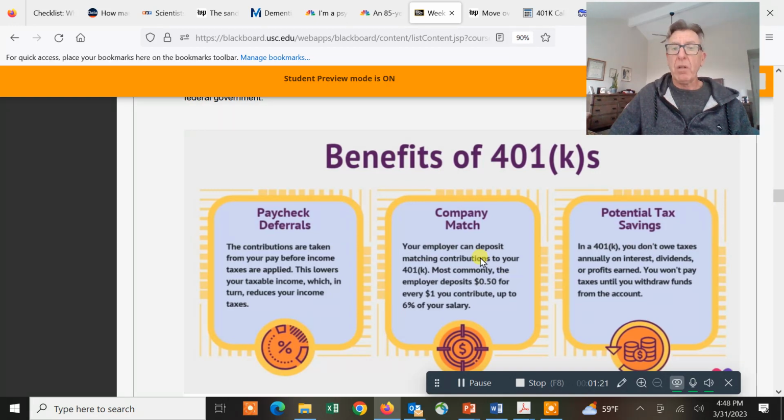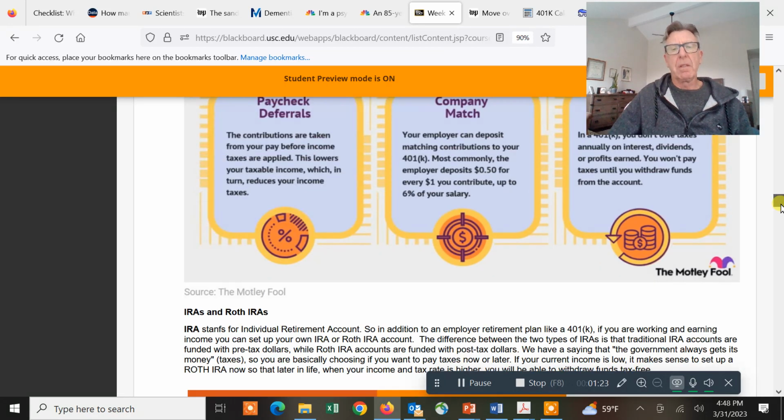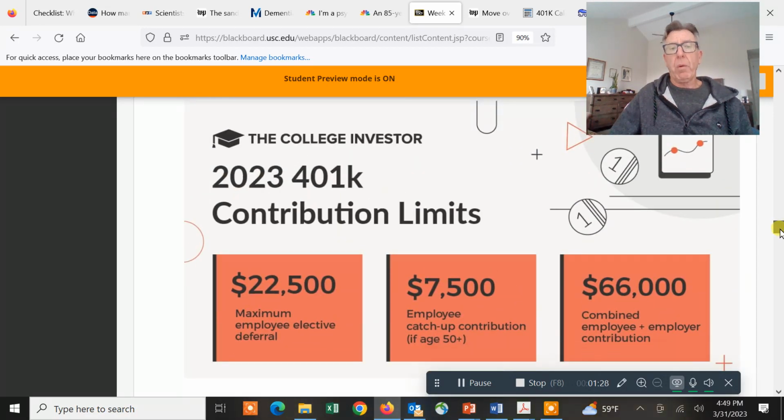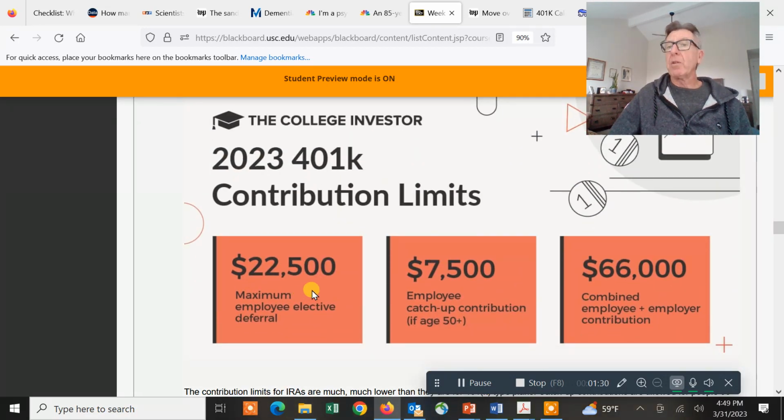And again, we're going to do some company matching, which is awesome, in our 401ks. Okay, with a 401k, there is a maximum amount you can put in annually as an employee. And the combined maximum is 66, so with your employer match, this is almost like a 2-to-1 match. So you put in 22 and your employer puts in an additional 44. All right, so matching it 2-to-1.